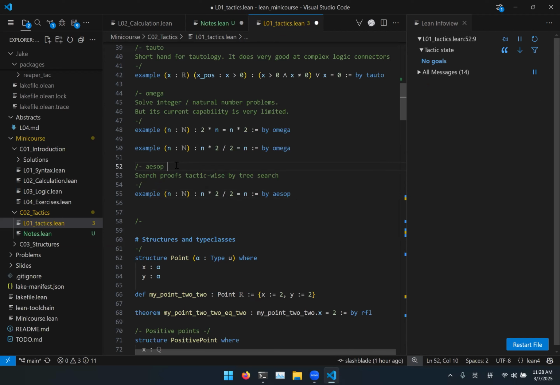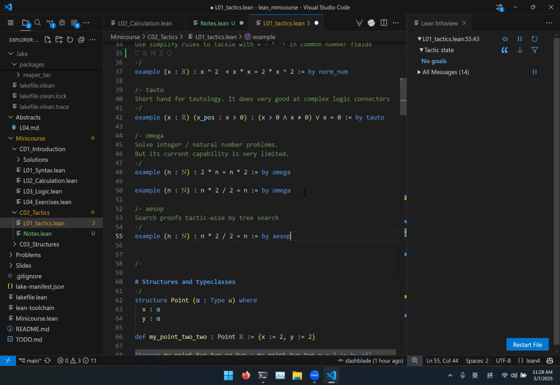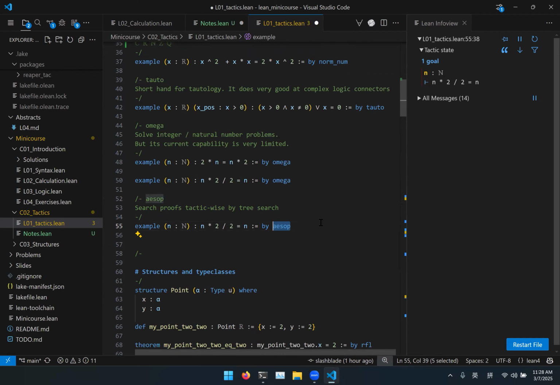It uses exhaustive search to try to find the proof, but in most cases it does not work well. But for maybe three or four line proofs, it has very good performance. So you're encouraged to try this in your proofs or in your homework.